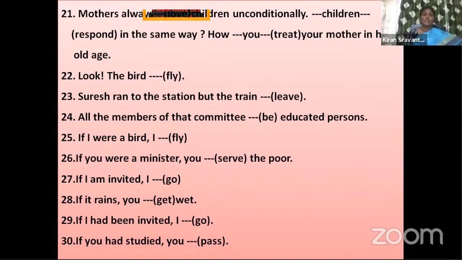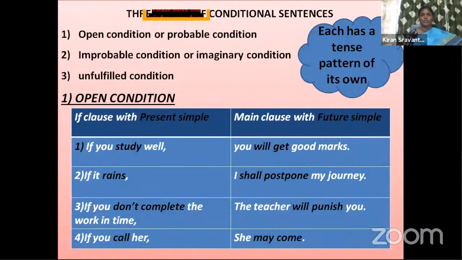So next sentence, if you were a minister, you could serve the poor. Then we will be given a chance. So if you were a minister, you could serve the poor. Better we just do these sentences or this exercise after we get to know about what is if conditional clause.